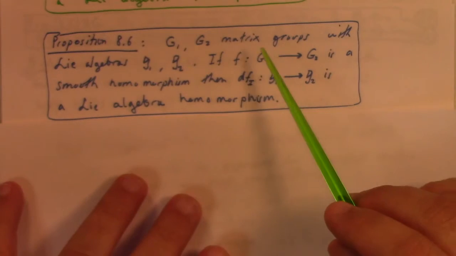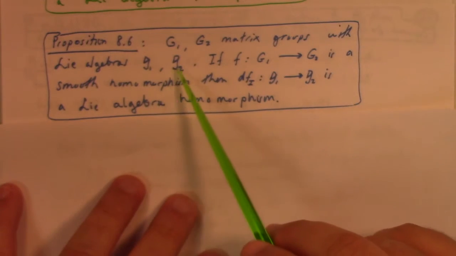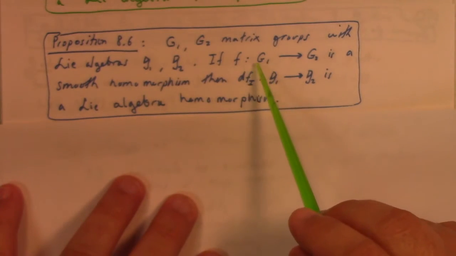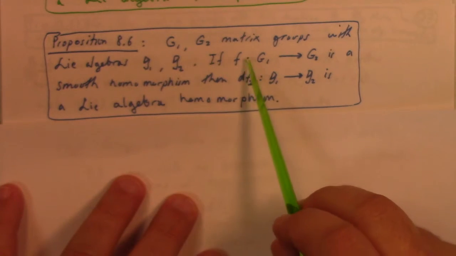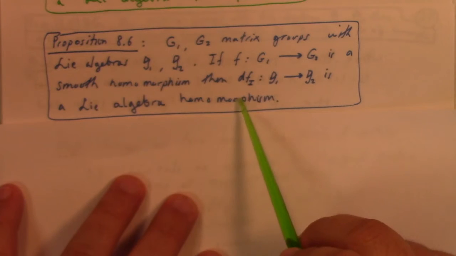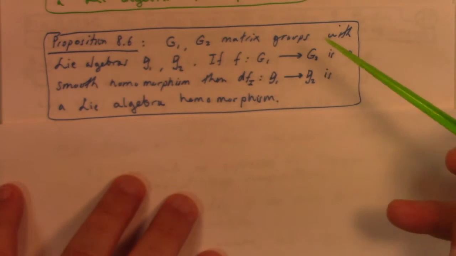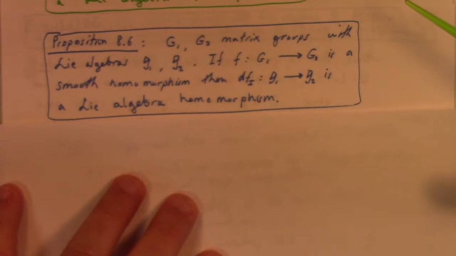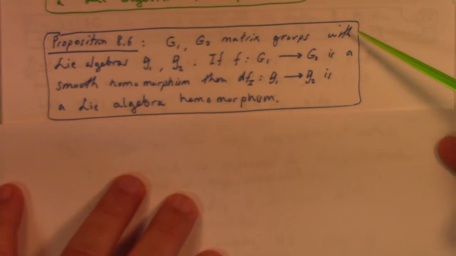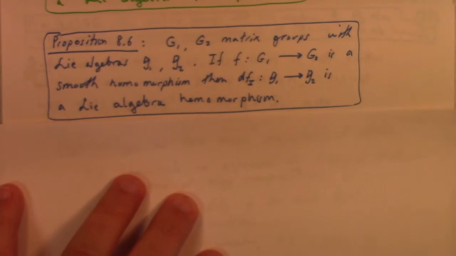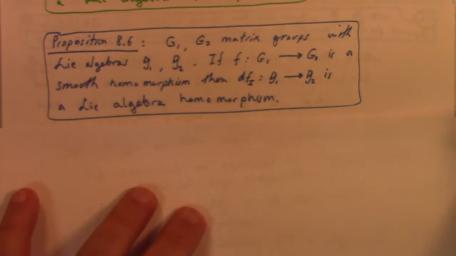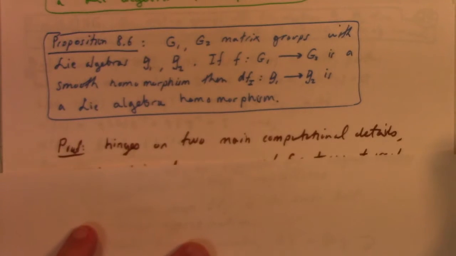If G1 and G2 are matrix groups with the algebras g1 and g2, and F going from G1 to G2 is a smooth homomorphism, then the differential of F is a Lie algebra homomorphism. When I first saw these theorems, I found them to be deeply satisfying. So you get this interplay between homomorphisms of the group and homomorphisms of the algebra, and sometimes you can go back and forth between these two worlds.